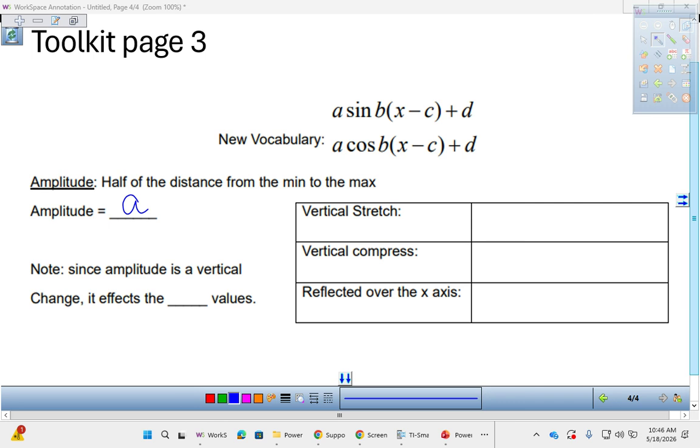So a vertical stretch is going to happen when the A value is greater than 1. If I have a 2 in the front, it's going to make the graph 2 times taller. If I have a 5 in the front, it's going to make the graph 5 times taller. Which kind of should make sense. If I have a 5 in the front, I'm multiplying all the values by 5. It's going to make them 5 times bigger, right? A vertical compress is going to be between 0 and 1. Basically, you're looking at an improper fraction, okay?